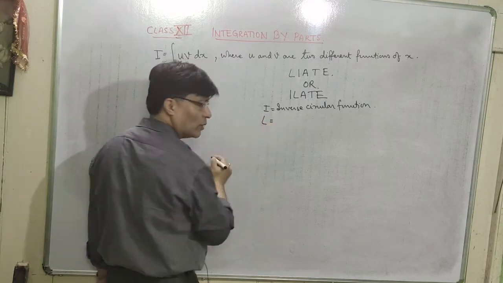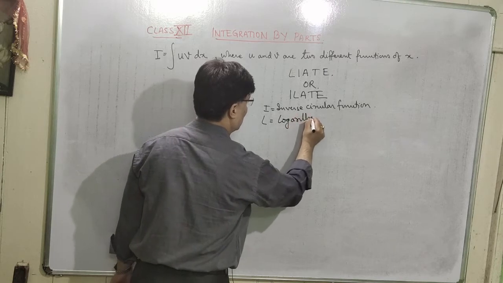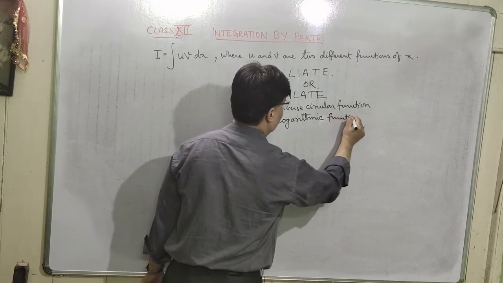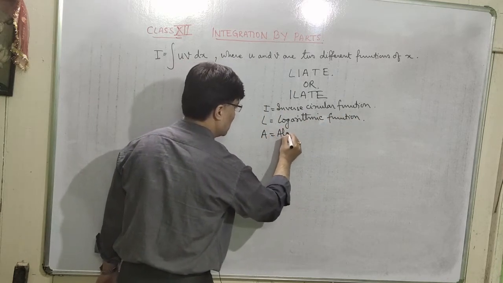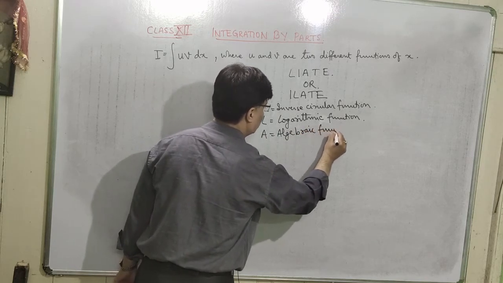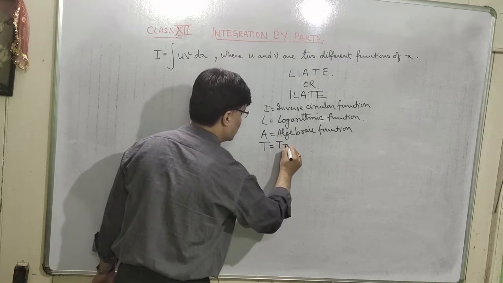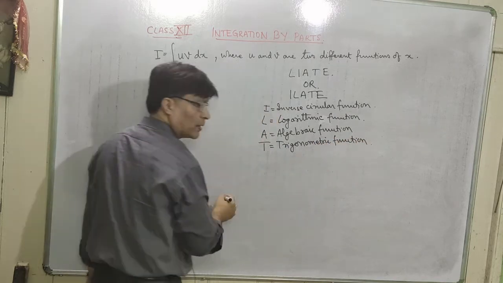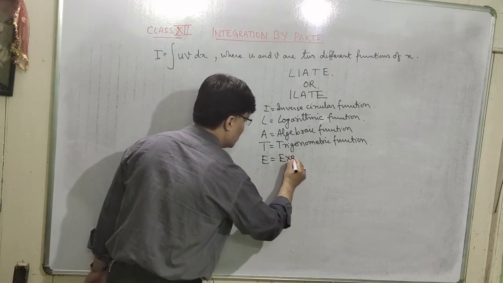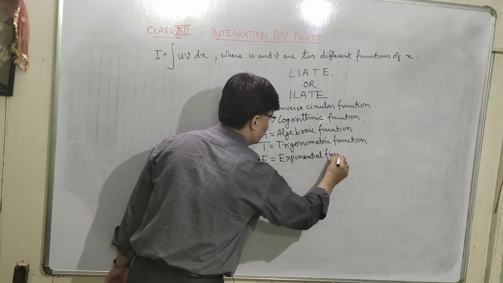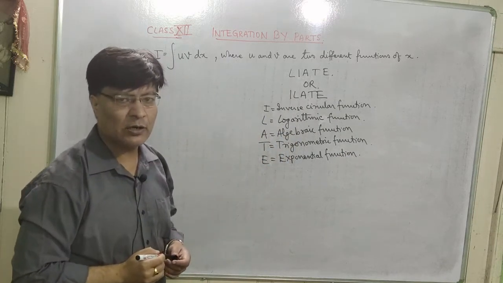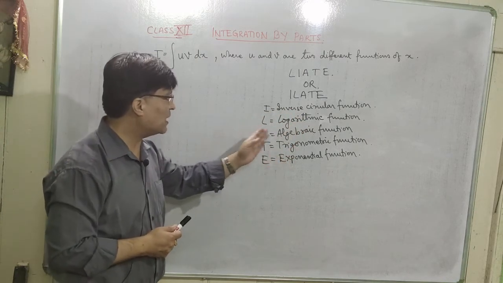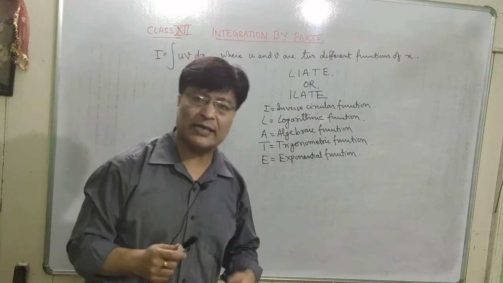Okay, what is L? It is logarithmic function. A means algebraic function. Okay. T means trigonometric function. And what is E? E means exponential function. So I had already told you about this LIATE or ILATE. Okay, so here I means inverse circular function, L means logarithmic function, A means algebraic function, T means trigonometric function, and E means exponential function.